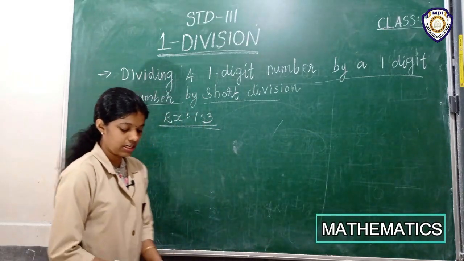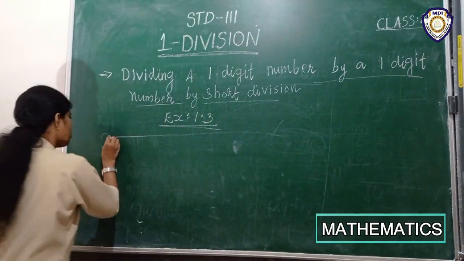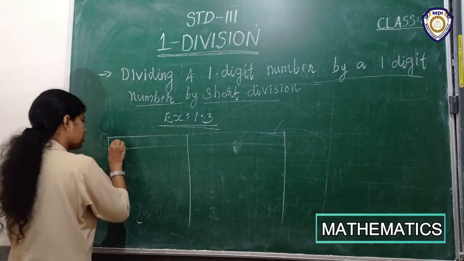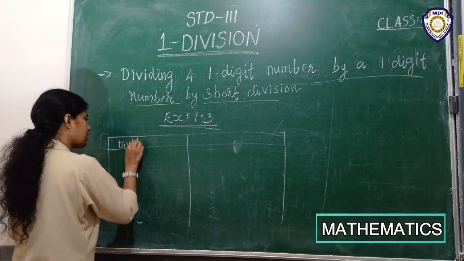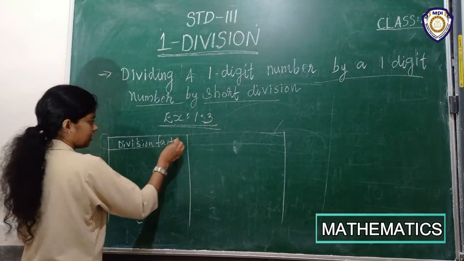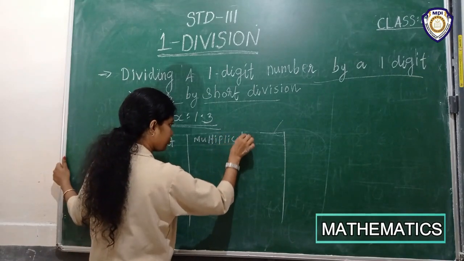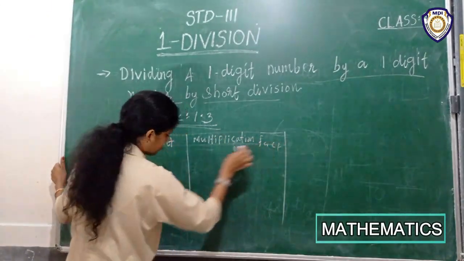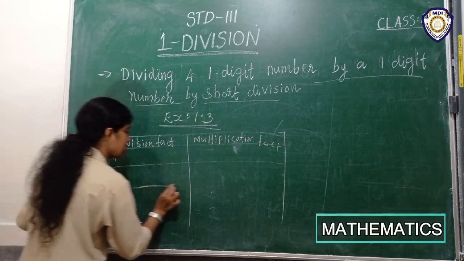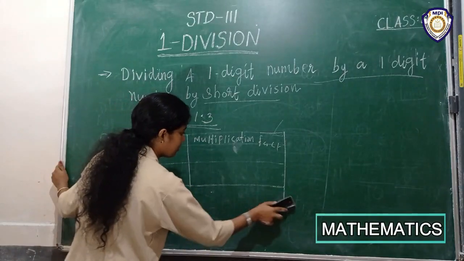Okay, division fact and multiplication fact. We have already learned this topic, division fact and multiplication fact. I will explain A and B only. Okay, A and B only, and the remaining ones are your homework.